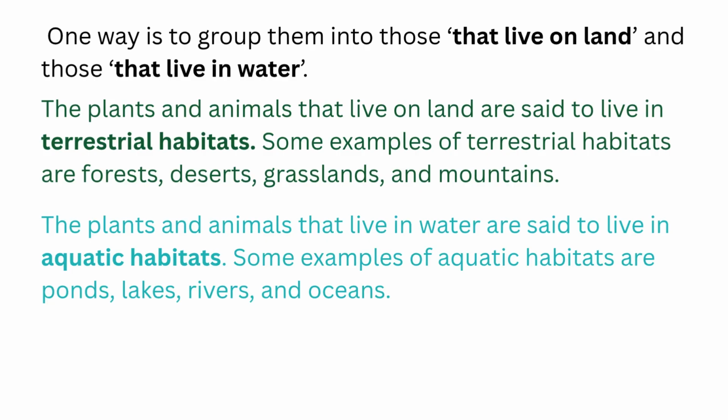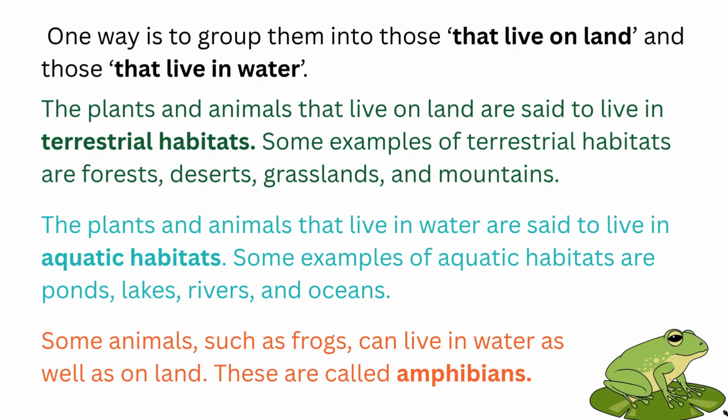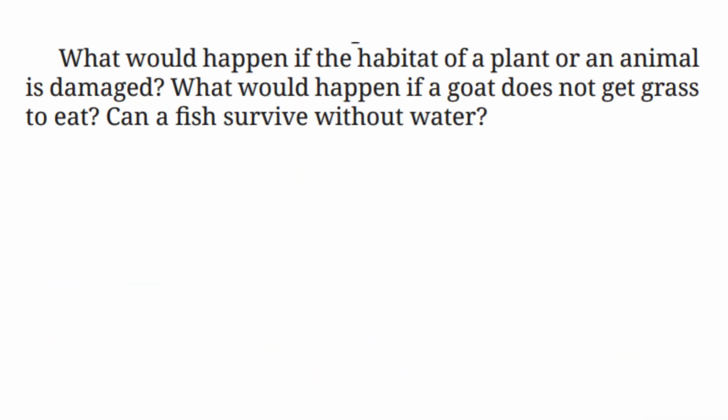The plants and animals that live in water are said to live in aquatic habitats. Some examples of aquatic habitats are ponds, lakes, rivers, and oceans. Some animals, such as frogs, can live in water as well as on land. These are called amphibians. Grouping based on habitats helps us understand how different living beings adapt to their surroundings.